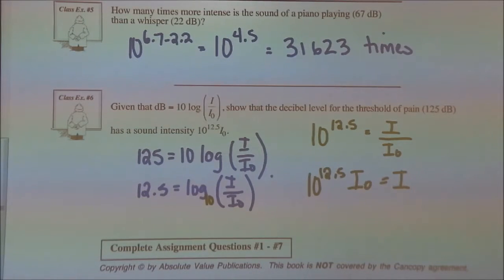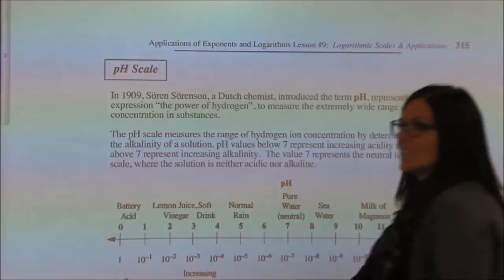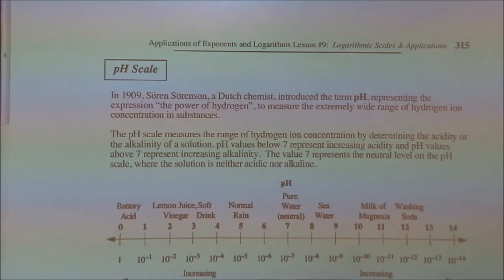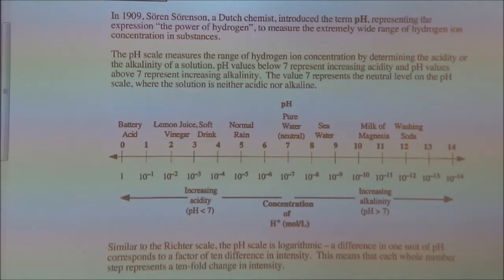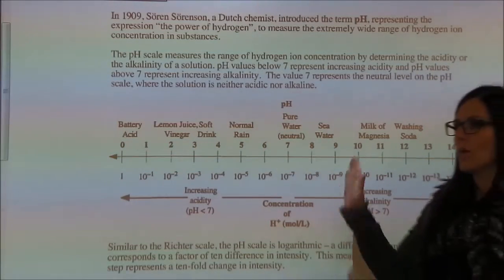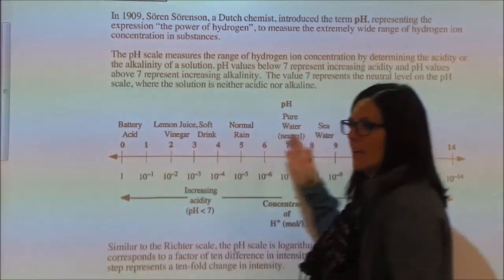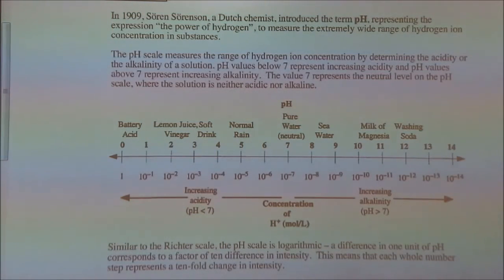Okay, so we're going to move on to the last scale that we look at, which you should have knowledge of: the pH scale. The pH scale represents the power of hydrogen. It measures the extremely wide range of the hydrogen ion concentration in substances. We have neutrality, and we go to acidic, and then we go to basic or alkaline. Similar to the Richter scale, the pH scale is logarithmic. A difference of 1 unit in pH is a 10 times difference in intensity.